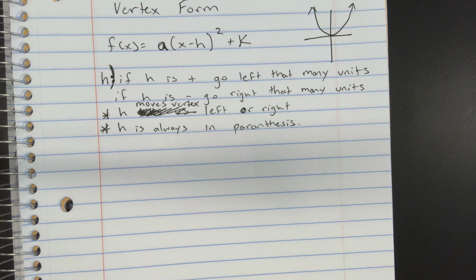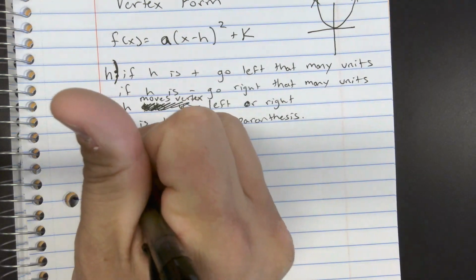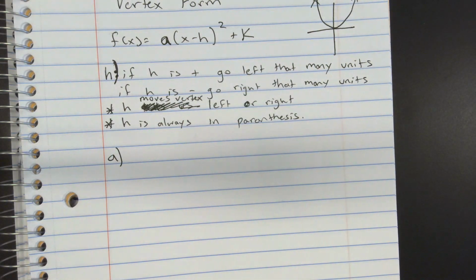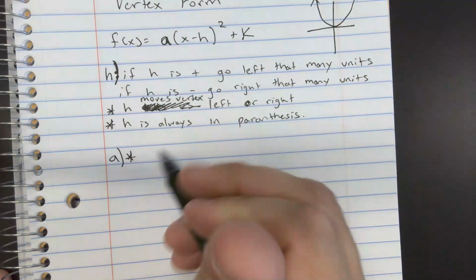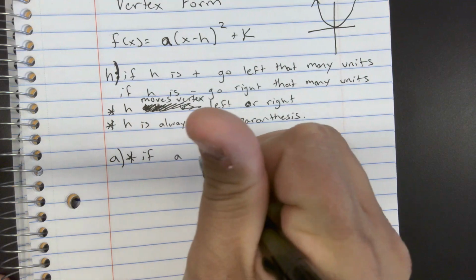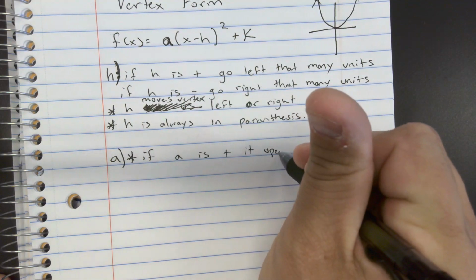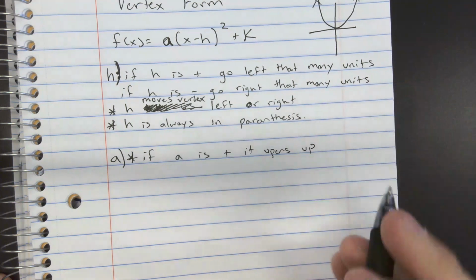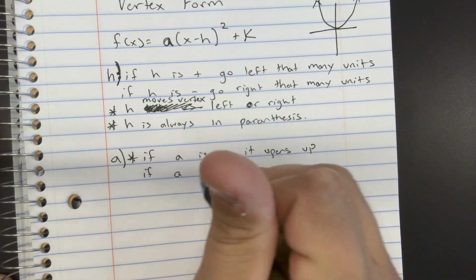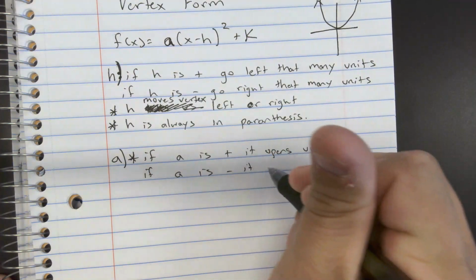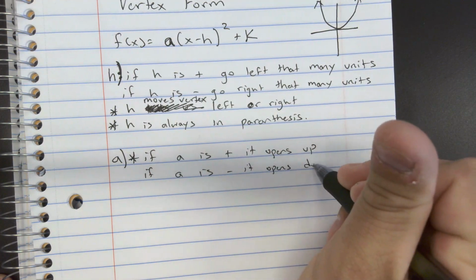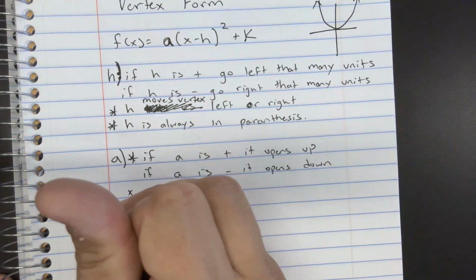K. Trey, which one? K or A? What did you say? A. A is the longest. So, here we go. A is going to tell us two different things. So, the first thing it's going to tell us, if A is positive, it opens up. If A is negative, it opens down.